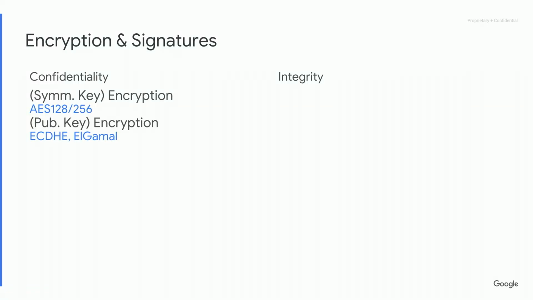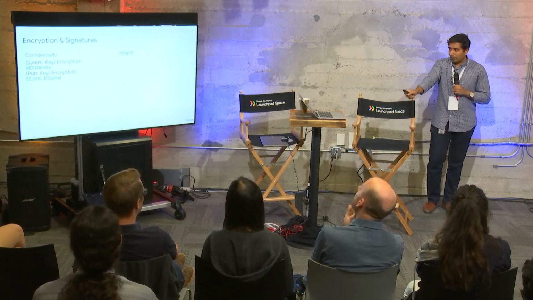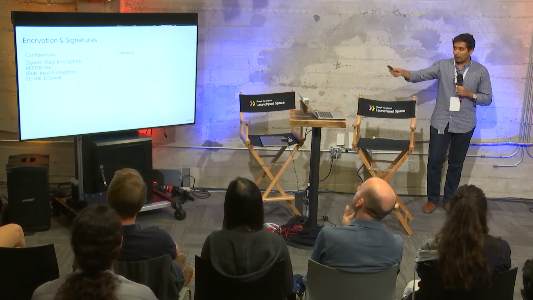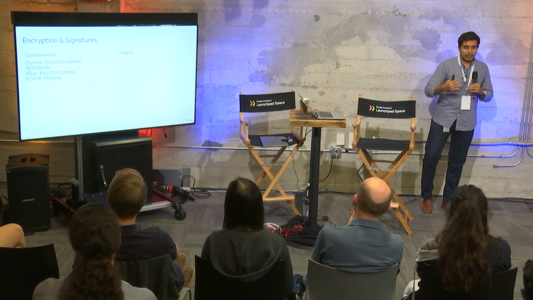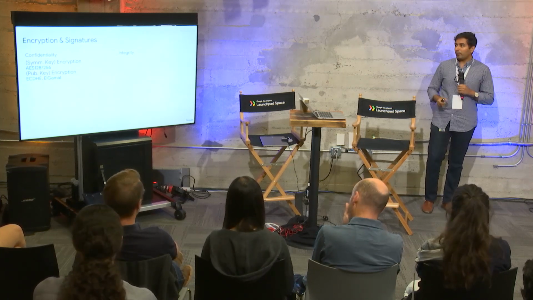There are two flavors of encryption, symmetric key and public key encryption. I won't go into the details about what each of them refer to, but if you ever hear the terms AES 128, 256, or elliptic curve Diffie-Hellman ephemeral, that is ECDHE, or ElGamal, you know what I'm talking about. You're talking about encryption techniques that are used to protect the confidentiality of communication channels, okay?